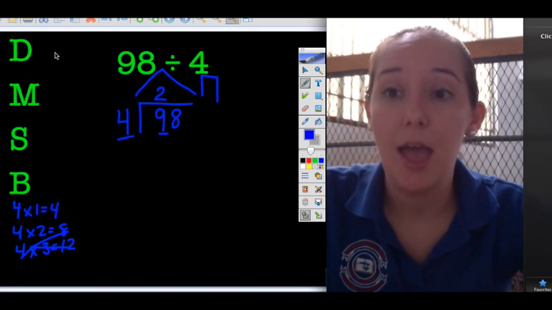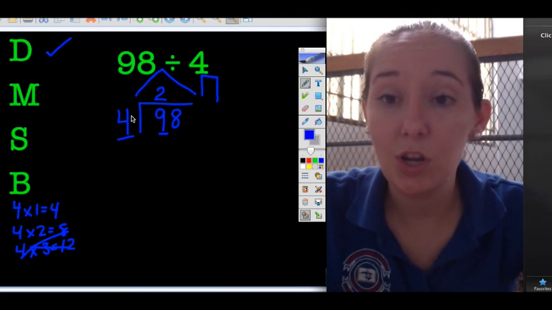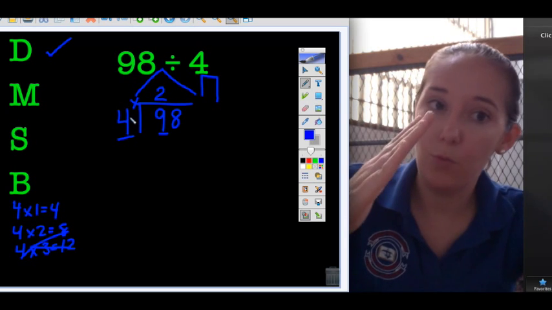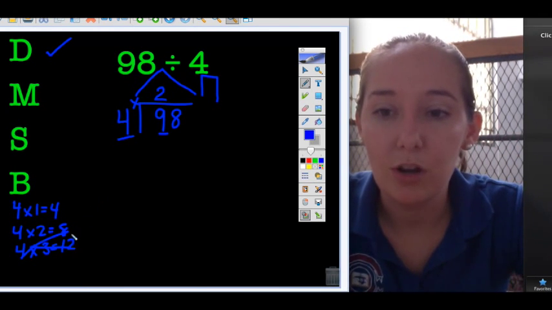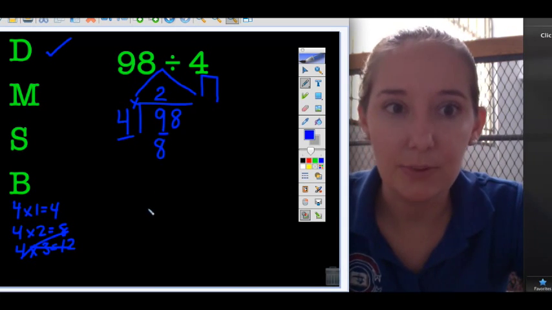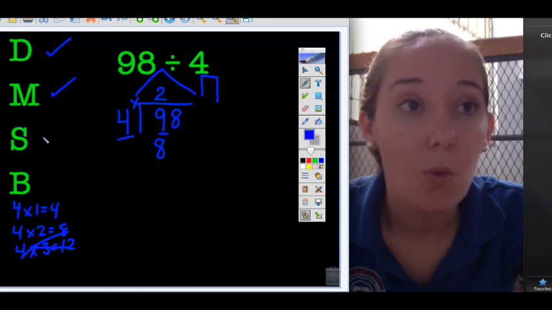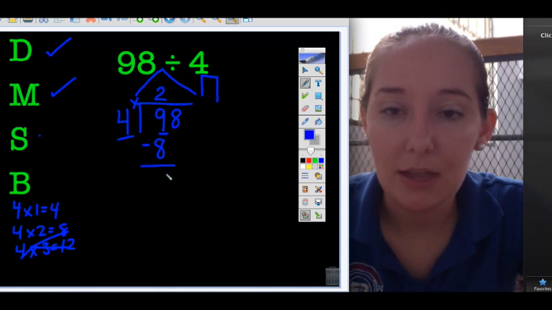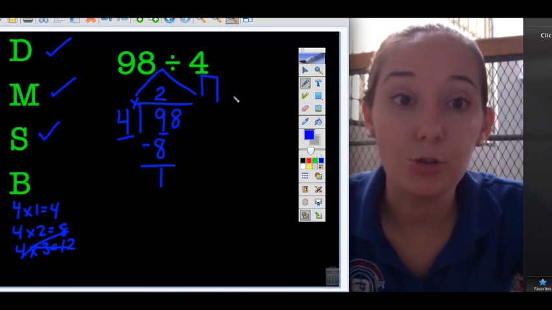All right, now, after we divide, what's our next step? You're right, we need to multiply. So we're going to do 4 times 2. We always multiply going up. All right, so 4 times 2, we already know that answer, it's 8. We're going to write our 8 right here down in the basement. Now, once we have that 8 there, with our multiplication, we're going to subtract. All right, so let's do 9 minus 8 is 1. So we can put a check for subtraction.